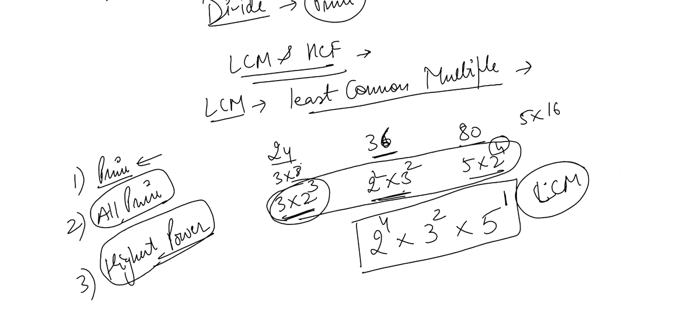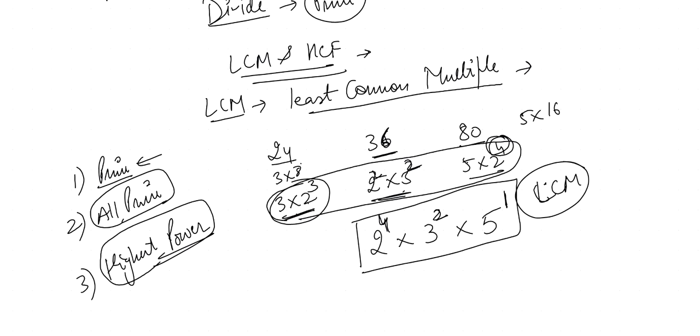Highest power for 2 is what? It's 2 here, 3 here, but the highest is 4. Okay. So we take 2 raised to power 4. Highest for 3 is square. Highest of 5 is 1. This is your LCM. Okay. 2 raised to power 4 into 3 square into 5 raised to power 1.